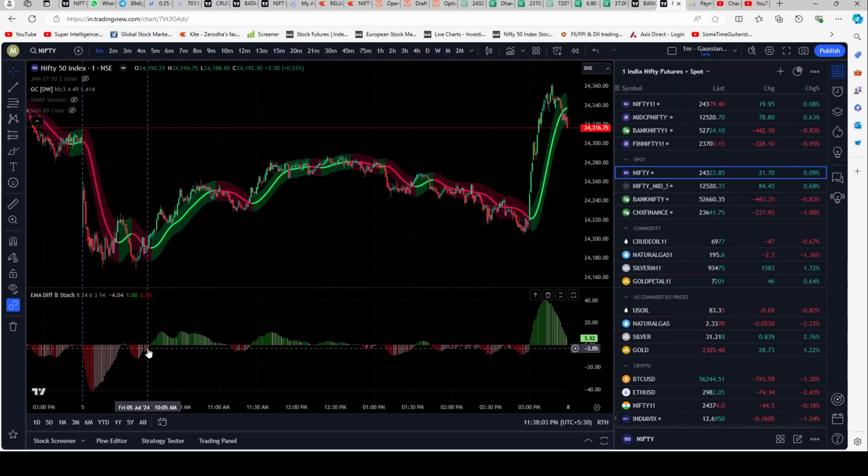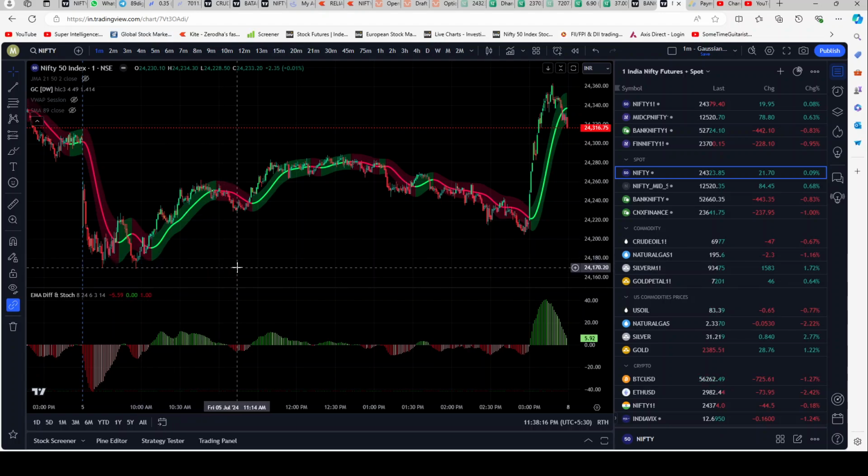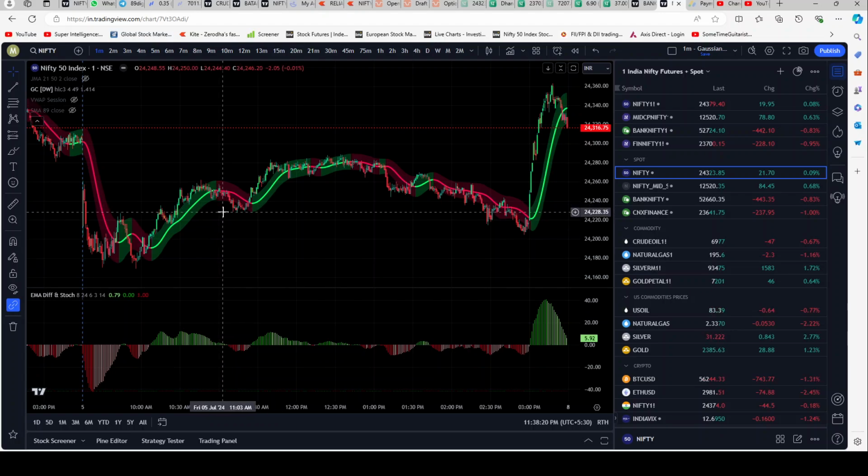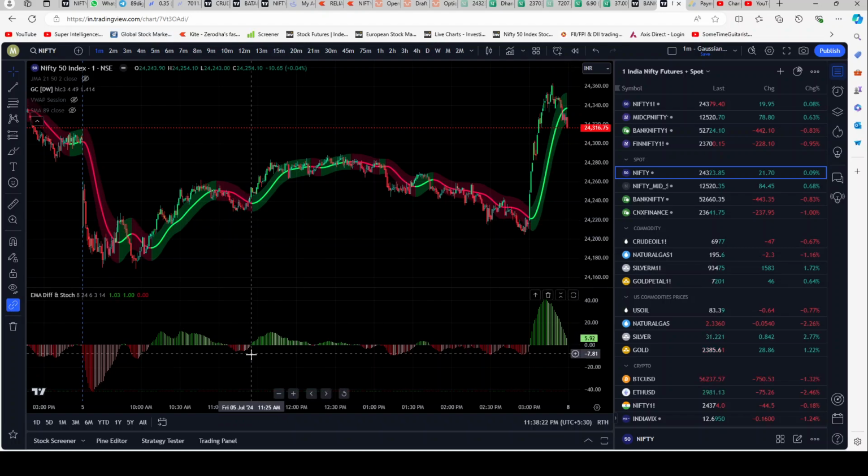Over here, when it goes from red to pink, from pink to green, on top also it turns green, right? That is a signal for us to go long. Again, over here, you see, you move. You could have taken this short as well, but again, over here, it turns green.